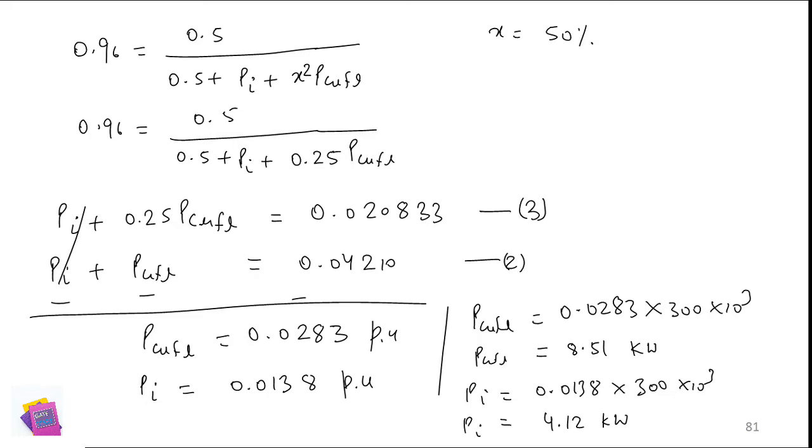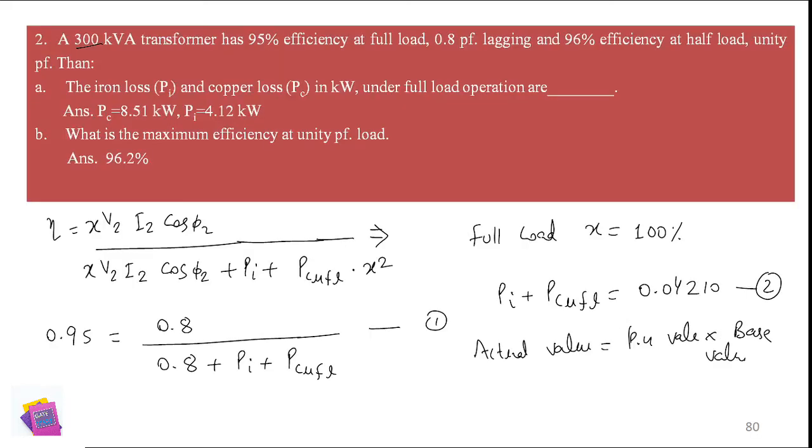After solving in per unit, you can multiply it with the base value, you will get the actual value. Okay. The second part, what did it ask you? What is the maximum efficiency at unity PF load? Once you know the value of PI and P copper full load, you can find out the maximum efficiency. You know what is the formula of maximum efficiency? Eta maximum equal to how much?